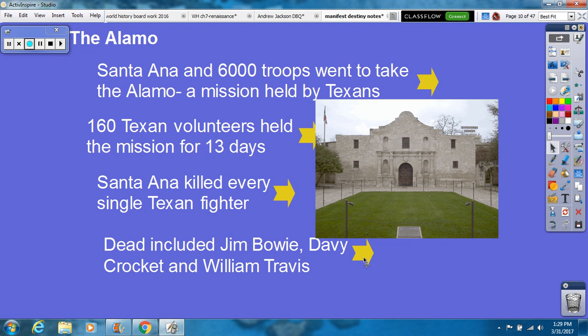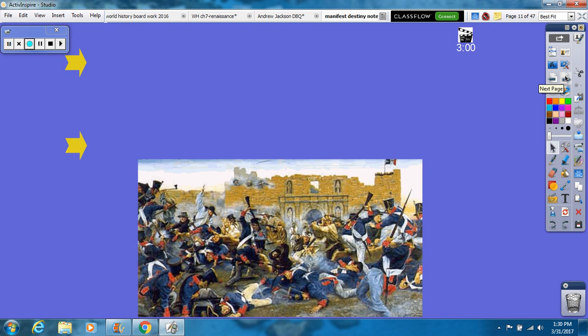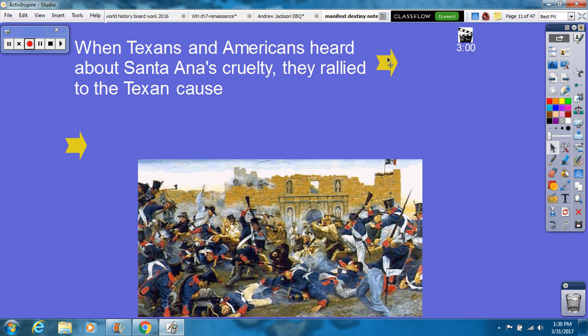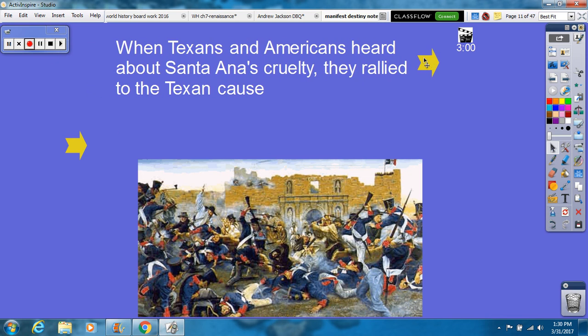And this is a huge defeat for the Americans, but like I said, it will also be a rallying cry, because right after that, the Americans heard about Santa Anna. They rallied to the Texan cause, okay? They gave money, they gave support, and the rallying cry, the motto was "Remember the Alamo."